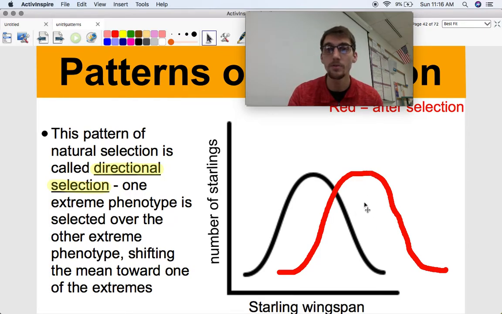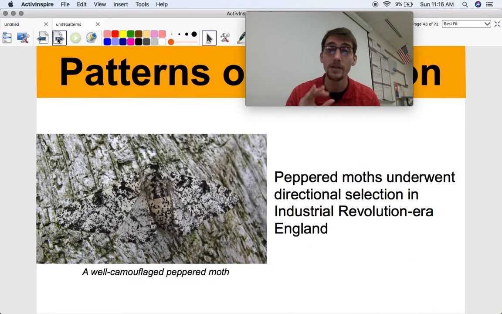Okay, so if our starlings with bigger wings are going to escape predators, we're going to probably see more starlings with bigger wings, right? Because that's how natural selection works. And we can see this graphically using that normal distribution.